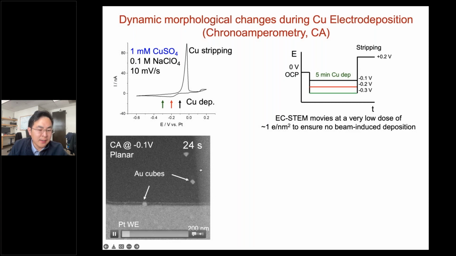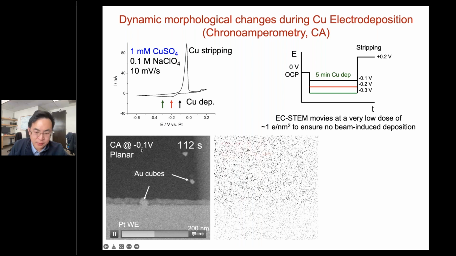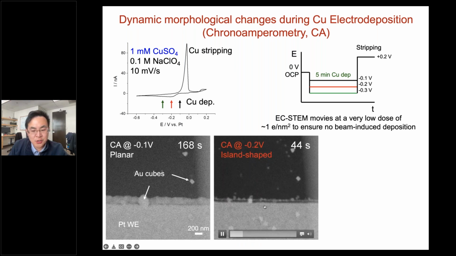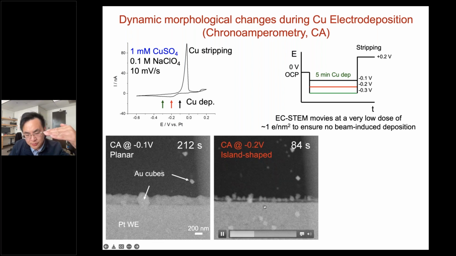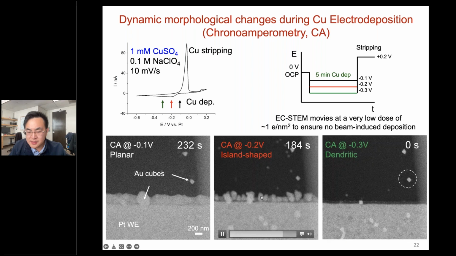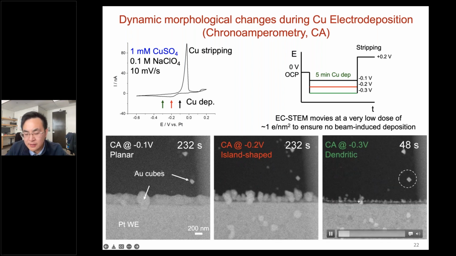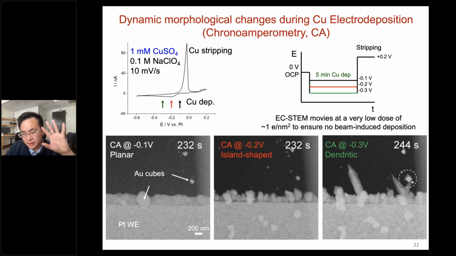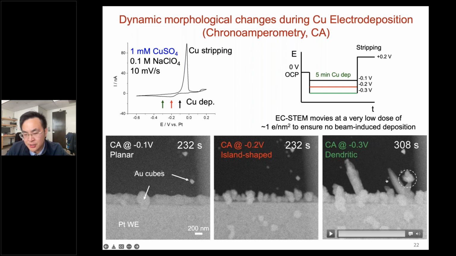You see for minus 0.1 volt, we are seeing planar growth, very slow. For intermediate potential, we are seeing this island-shaped growth into the solution. Then what is really exciting is the growth at minus 0.3 volt. You see this particle was left out. At 200 seconds, it was electrified and it began to participate in the reaction. And this is clearly caused by electrochemical potential, not caused by beam damage.